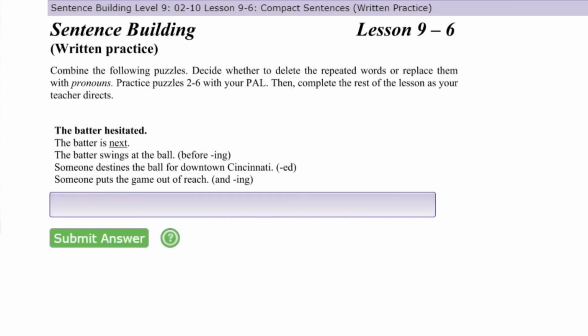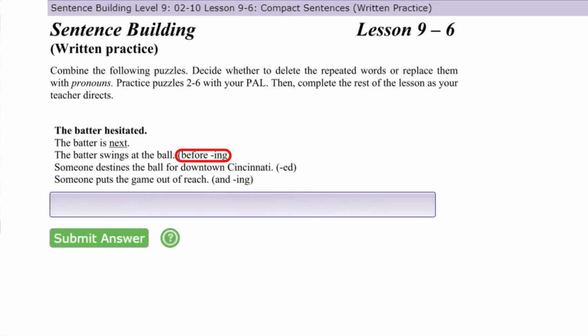Begin by reading the sentences in the sentence building puzzle separately. The base sentence, the batter hesitated, and the signal sentences, the batter is next, the batter swings at the ball, someone destines the ball for downtown Cincinnati, and someone puts the game out of reach. The signals for combining these sentences are in parentheses.